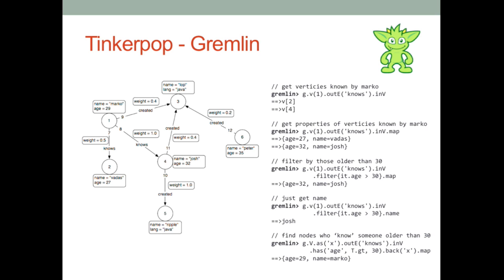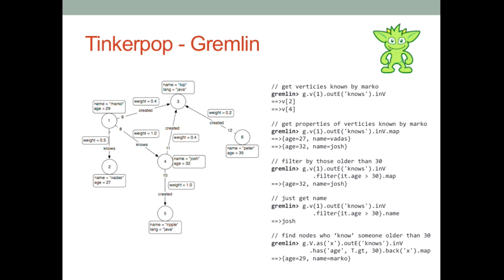Another interesting one is to find nodes who know someone older than 30. Before, all these queries have been starting at Marco and then fanning out from there. Here we use g.V with a capital V because we're starting at all nodes, and I want to find all the nodes who happen to know someone. That's an instance where you need a backtrack.